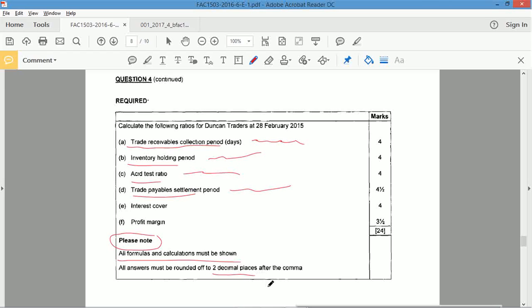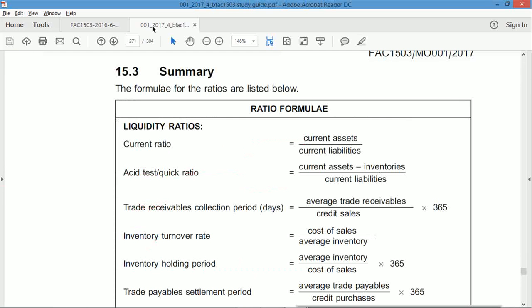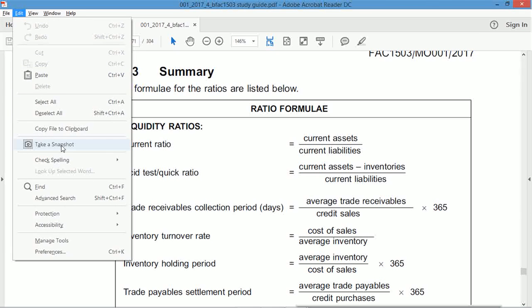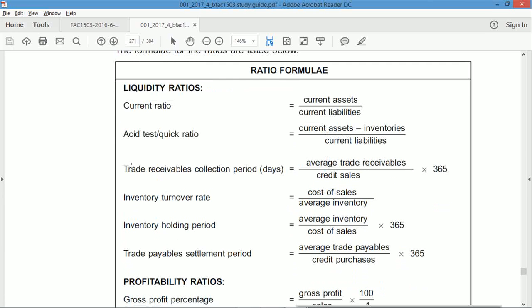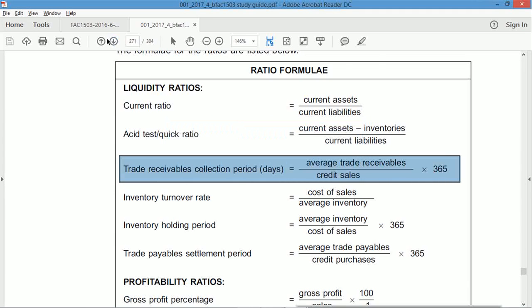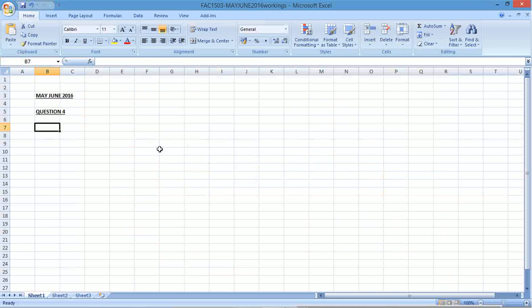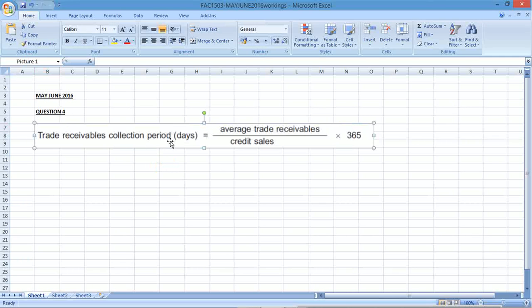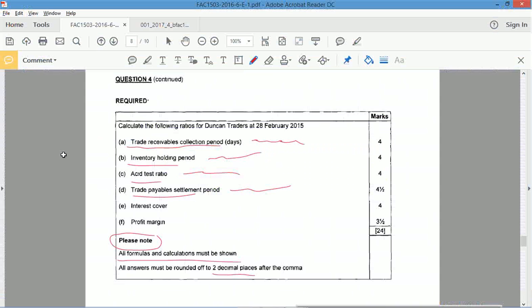This is important, the rounding: 2 decimal places after the comma. First one, trade receivables collection period. So I go to my memory bank. I won't have this in the exam. I'm just using it as revision so you guys can see where to get the equations, and I'll be using this one. This is what you would write down on your script from your memory in the actual exam, and you'll probably get a mark for doing it. This was A.